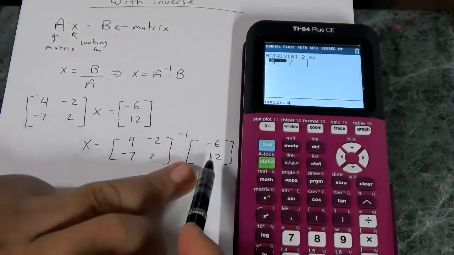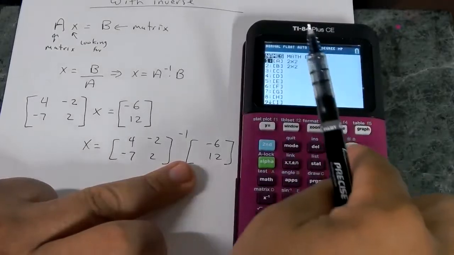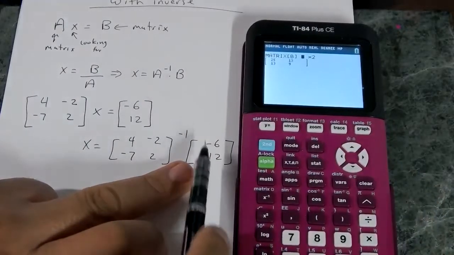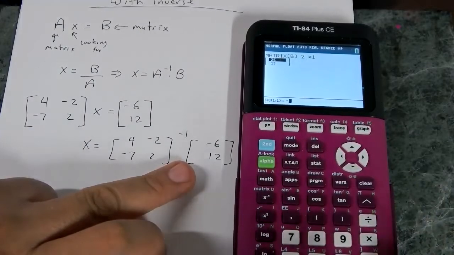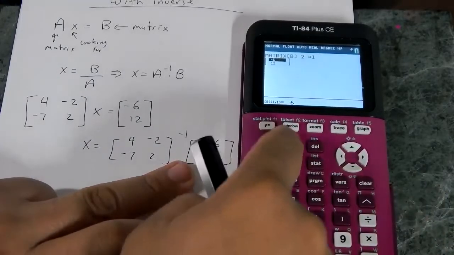Now we want to enter matrix B. So second matrix, edit, go down to B. And as you see, it's a 2 by 1. So 2, enter, 1, enter. I'm going to put -6 and 12. All you're doing is just putting your matrices in. Now get out of this.